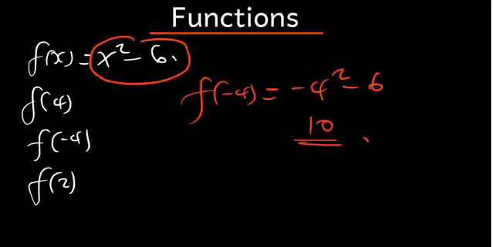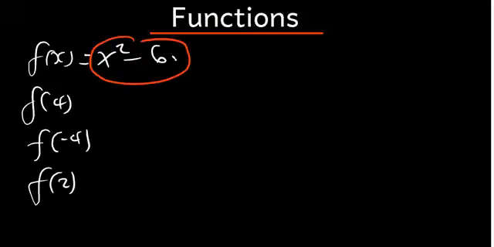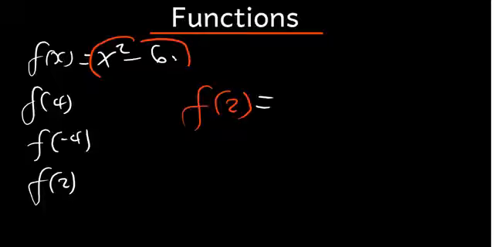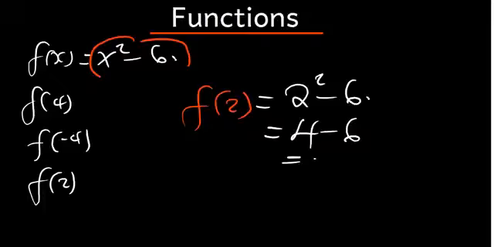Okay, let's go to part 3. Part 3 is saying if we have been given this function, then they ask us to find f of 2. How can we find this? So this is going to be 2 squared minus 6. 2 squared is 4, minus 6 is going to give us negative 2. So the answer for part 3 is negative 2.